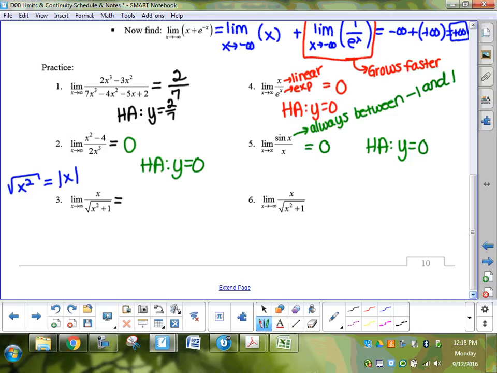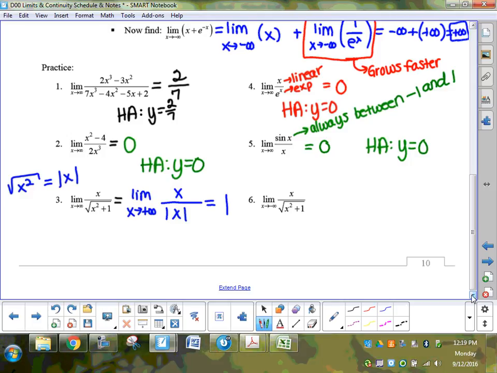Now, looking at that, who can tell me what they think this one's going to go to? Play it out with big, big numbers. 1. Why is it 1? Because in the bottom, it's going to be x. When you solve it out, it's going to be x over x. I list this out as the limit as x goes to positive infinity of x over the absolute value of x. That's why it is what it is. That's what's governing the behavior. But we do want this step shown here so you understand what's going on.